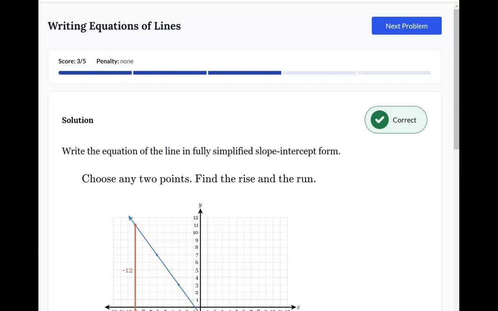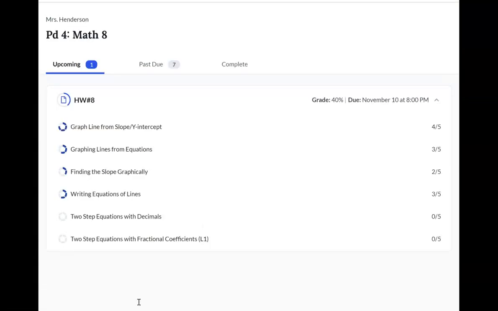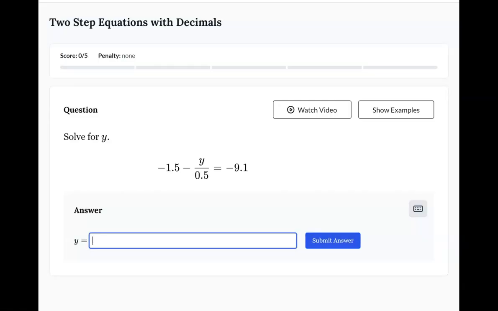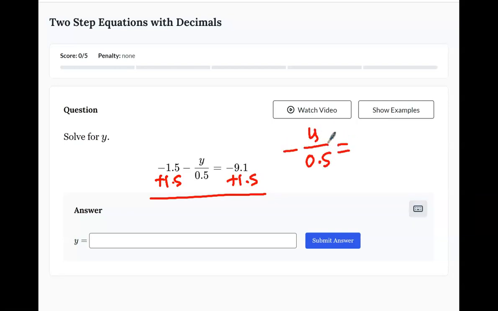Okay, let's take a look at the last two topics. Solving equations with decimals and fractions. So you're going to need a calculator for this part. Locate your variable and remove all of the numbers around it by using inverse operations. So me first here, I'm going to add 1.5 to both sides, giving me -y over 0.5.